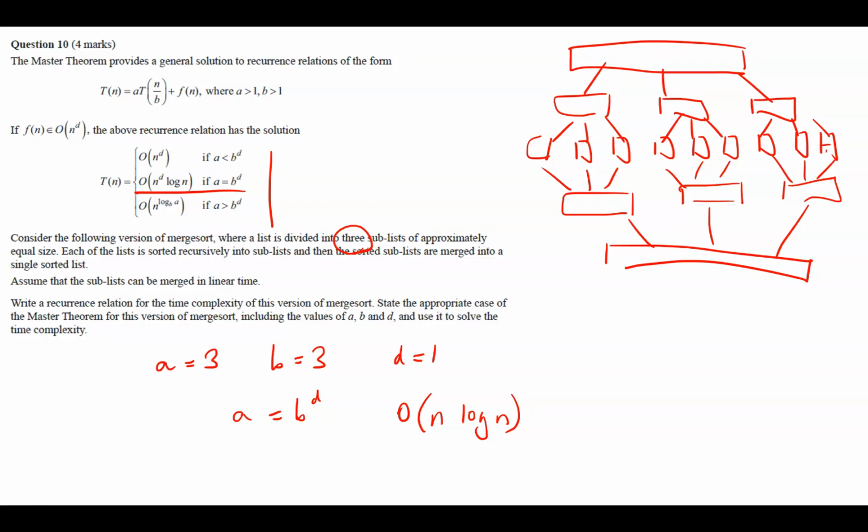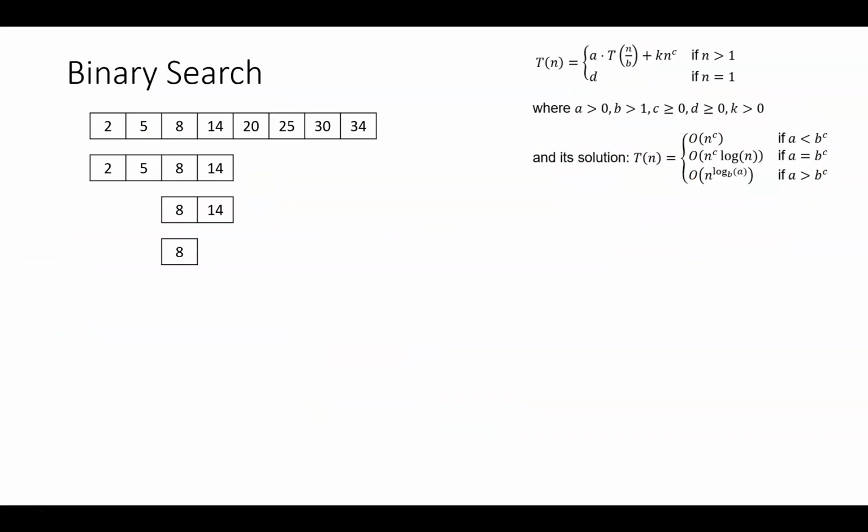Now, you might be wondering, how is it possible to get different values of A and B? Because surely if we split something into 3 problems, we're going to be reducing the size of each problem by a factor of 3. Well, no, that's not quite true. So in this situation, binary search is where we're looking for a particular item. In this case, we are looking for 8.